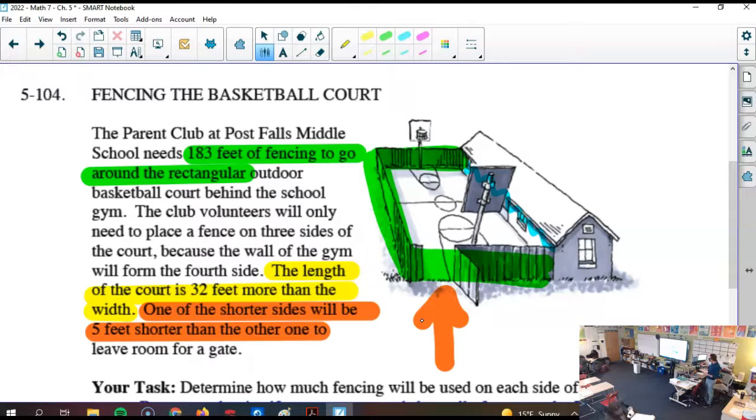They tell us about the length compared to the width. They tell us one of the widths will be shorter. Guys, I would draw a picture on your graph paper. So if you haven't, please do that. I'm actually going to get out my own graph paper because I want some clean space, not up on the board. It should be a lot louder in here right now because you should be talking with each other.